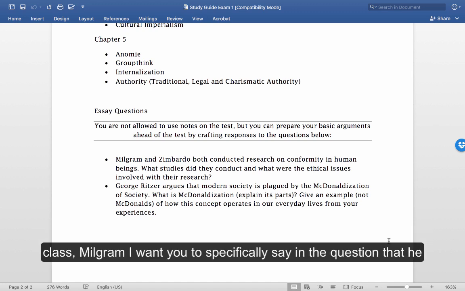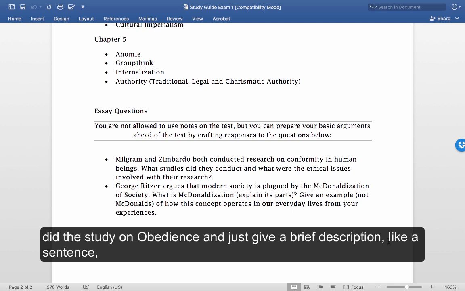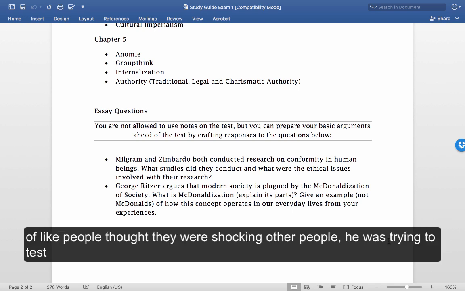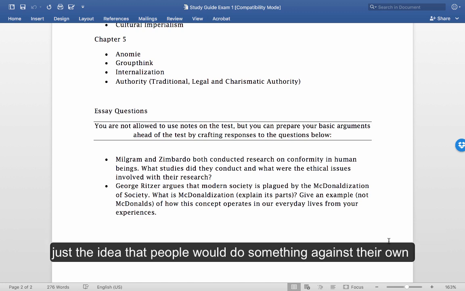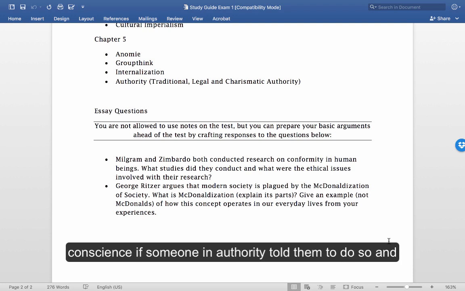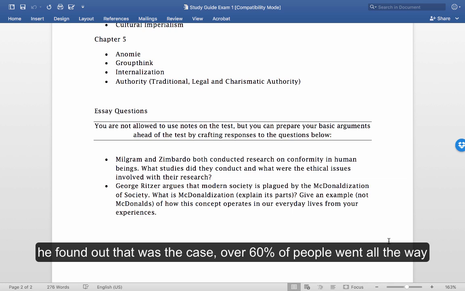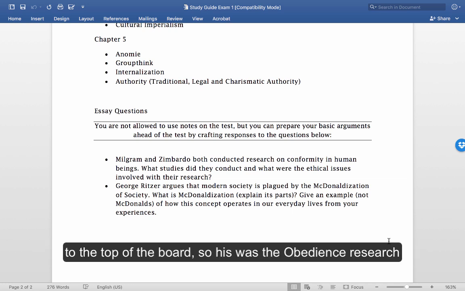Milgram, I want you to specifically say in the essay question that he did the study on obedience, and just give a brief description, like a sentence, like people thought they were shocking other people. He was trying to test just the idea that people would do something against their own conscience if someone in authority told them to do so. And he found out that was the case. Over 60% of people went all the way to the top of the board. So his was the obedience research.